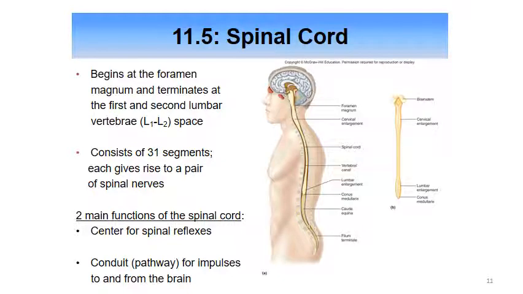Our spinal cord. The spinal cord's actions are for spinal reflexes, but it also acts as a road, a pathway for impulses to go up and down. And so here, the spinal cord gives off the spinal nerves.